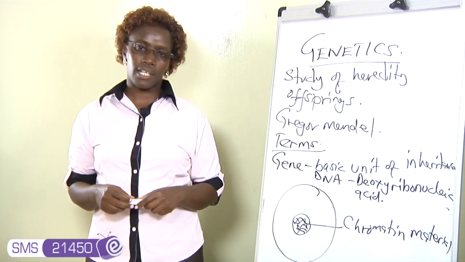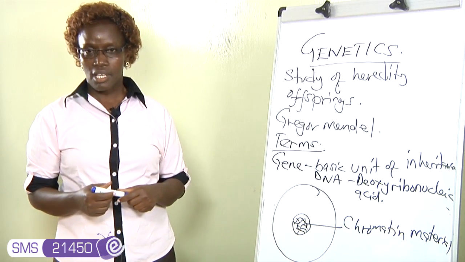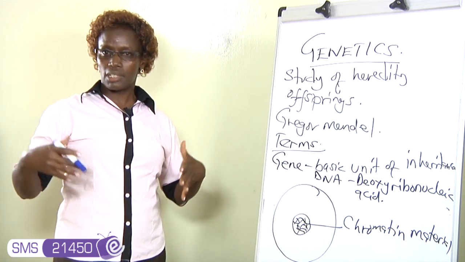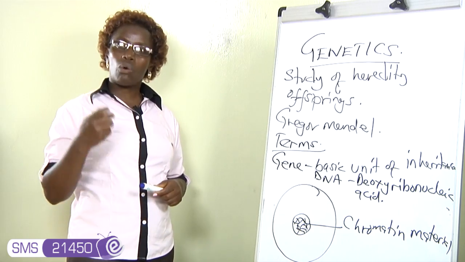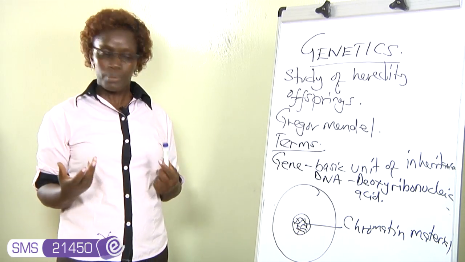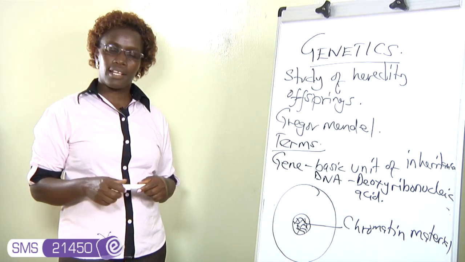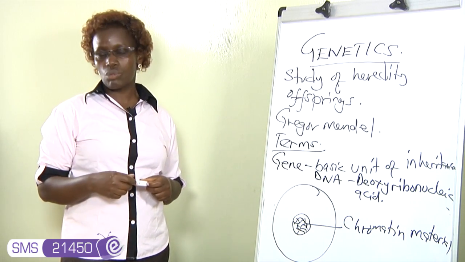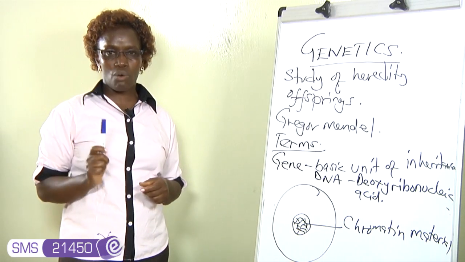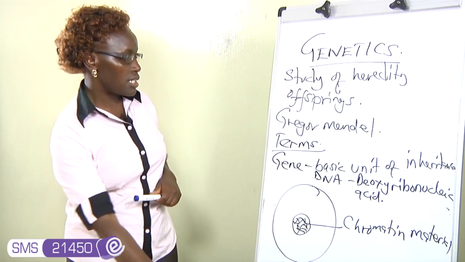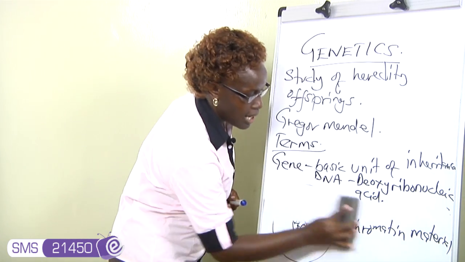Each of the characteristics that we have as organisms, if you take, for example, the human being, we have characteristics which we call traits. That is, you have a height, you have body weight, you have complexion, you have blood group, you have gender, whether male or female. All those are characteristics or traits, and each one of them is controlled by a single gene. So that is the gene. The next term is the allele.